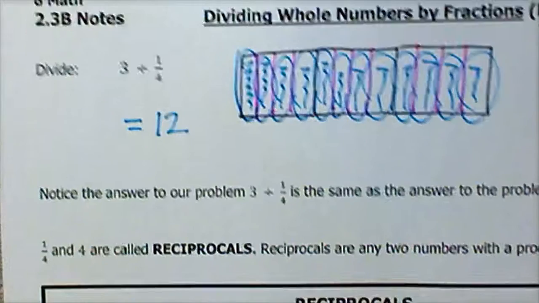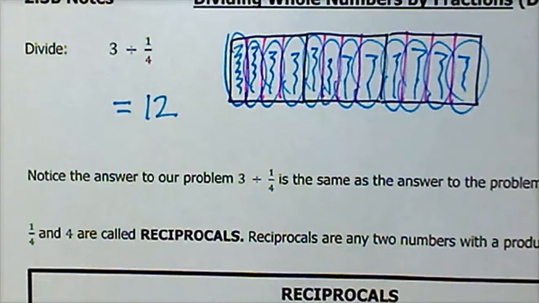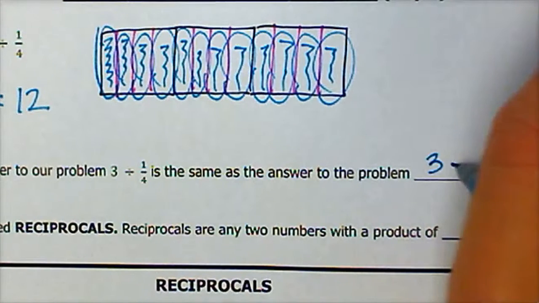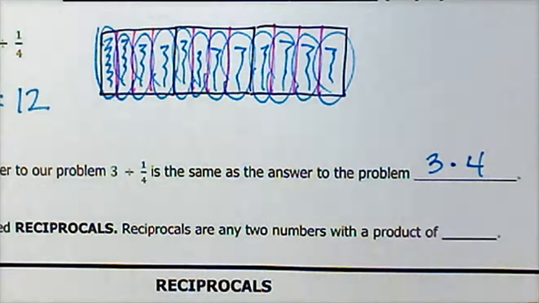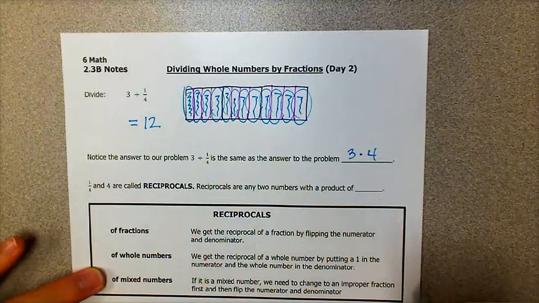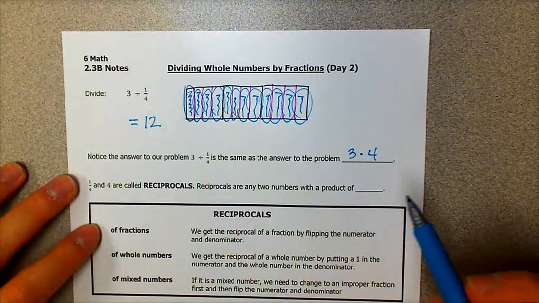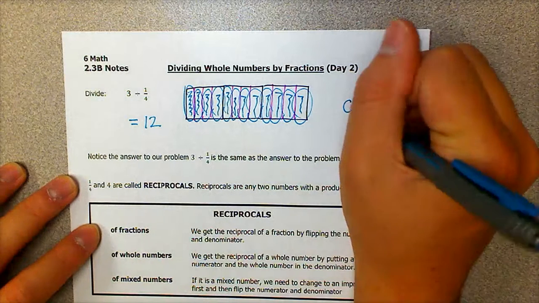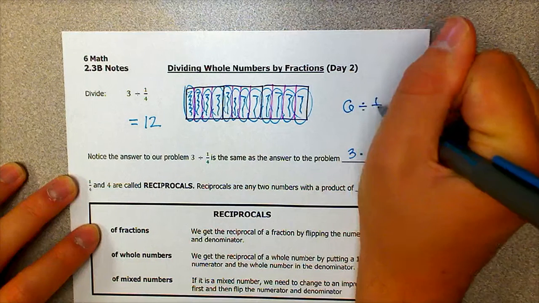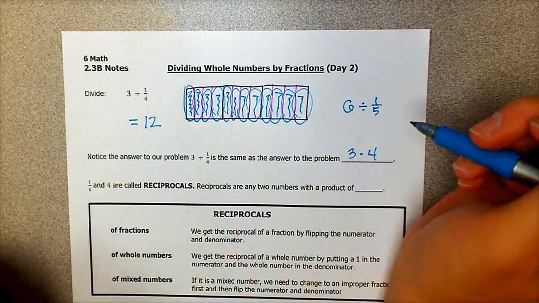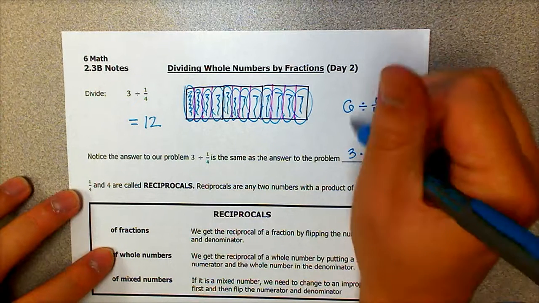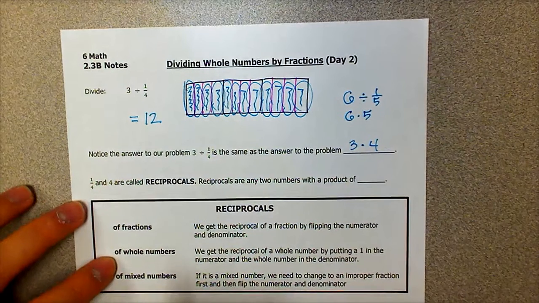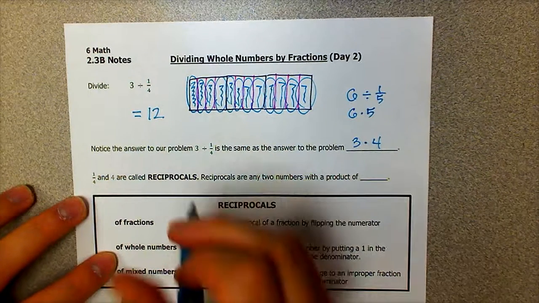You'll notice that the answer to this problem is the same as the answer to the problem 3 times 4. And that's not really a coincidence. You could do that for any fraction division problem. You could do that for, let's say, 6 divided by 1/5. You'd get the same sort of outcome right there. That would be equivalent to 6 times 5. And so what we're going to talk about first in this video is this concept of reciprocals.